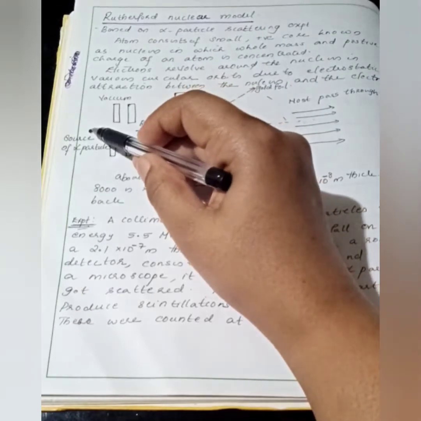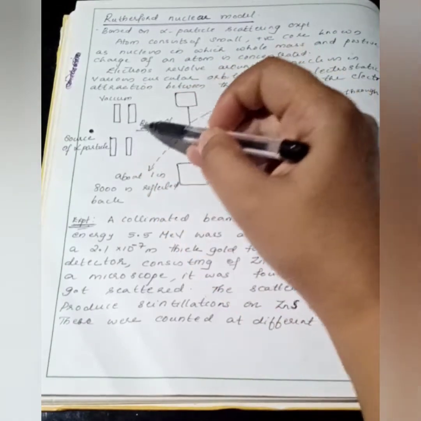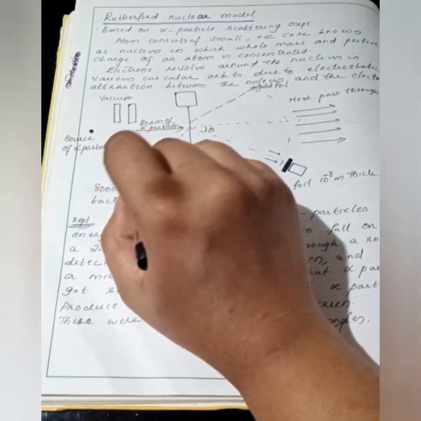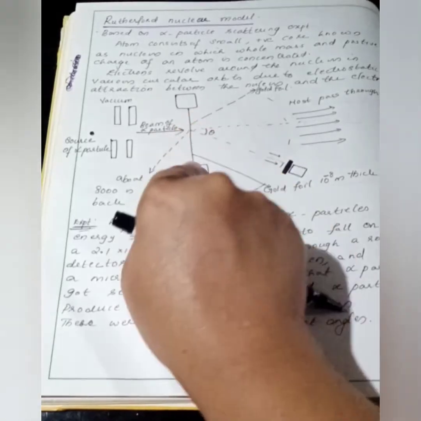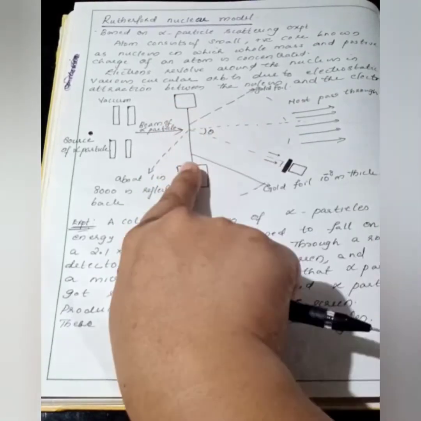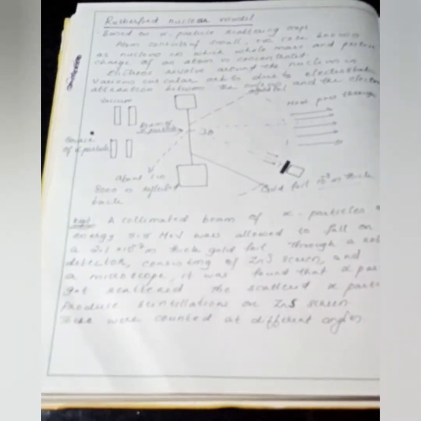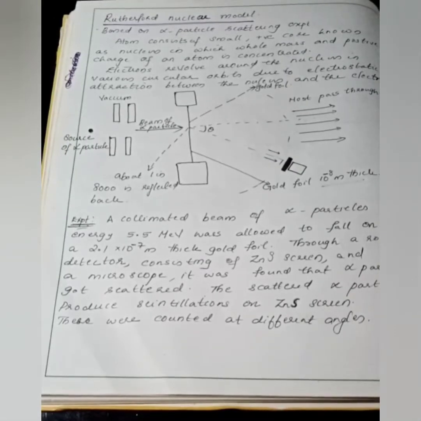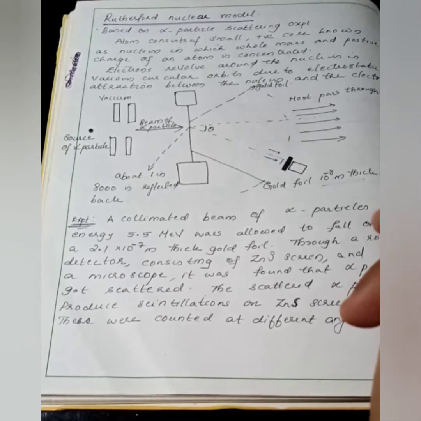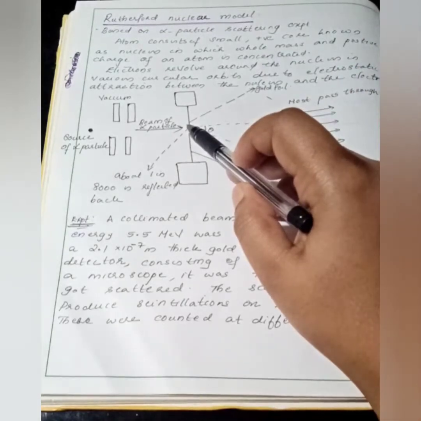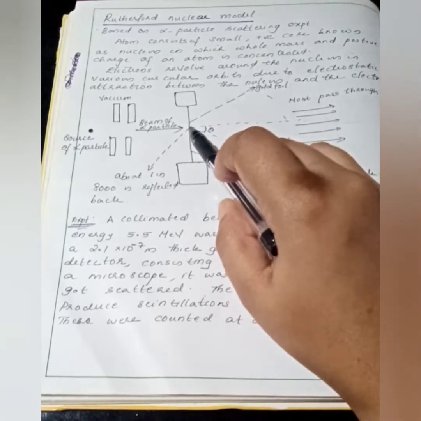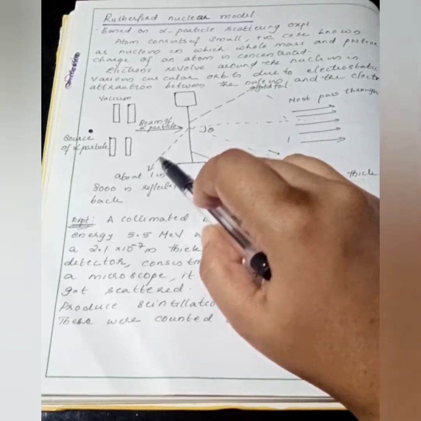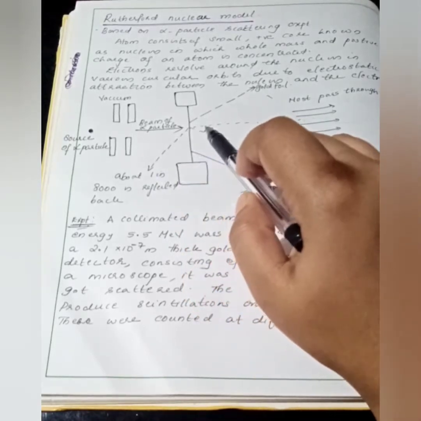When you look, we have a source of alpha particles, a collimated beam. It is a narrow beam of alpha particles which is allowed to strike a gold foil. This gold foil is 10 raised to minus 8 meter thick. When this alpha particle strikes the gold foil, either it will pass through the gold foil, or it will get deflected back, or it will get scattered at some angle.